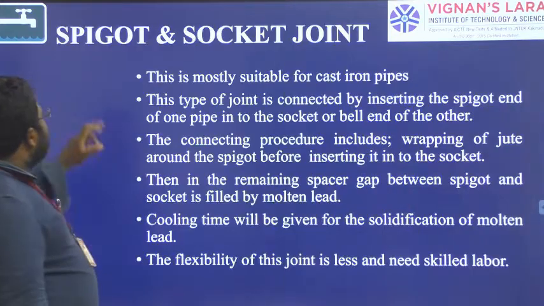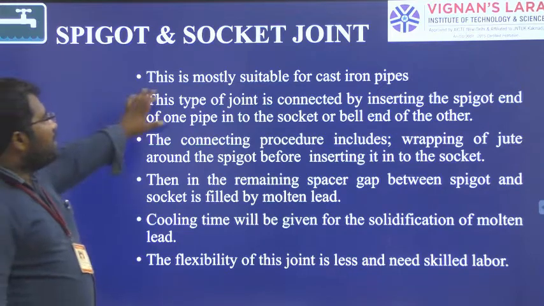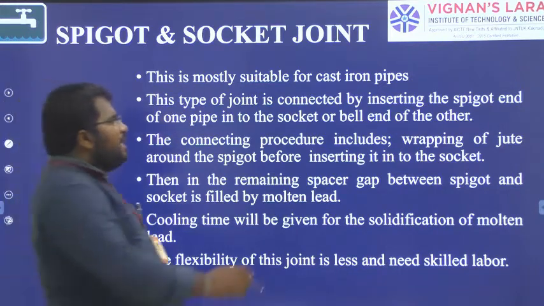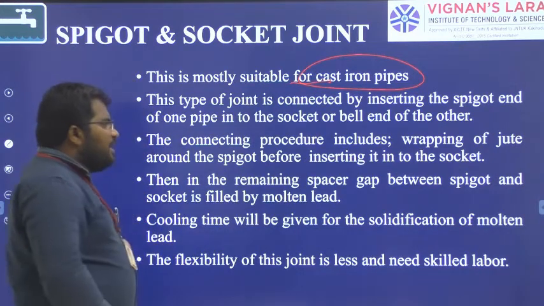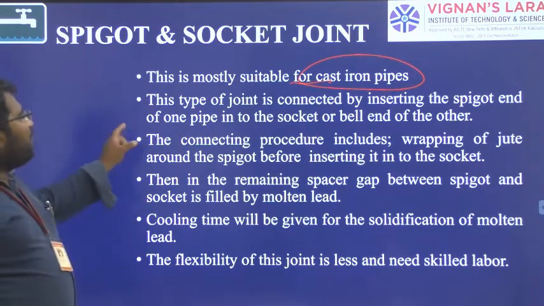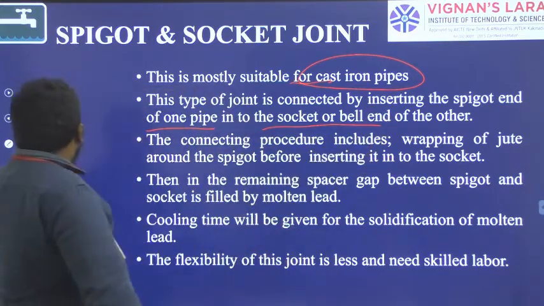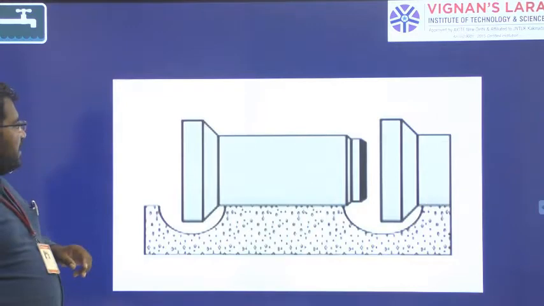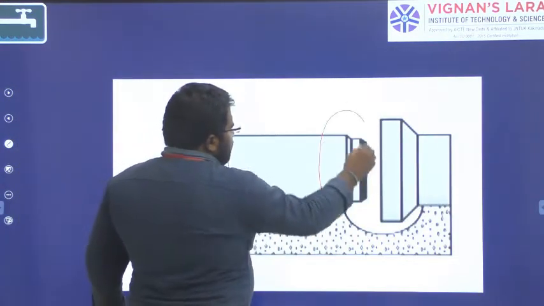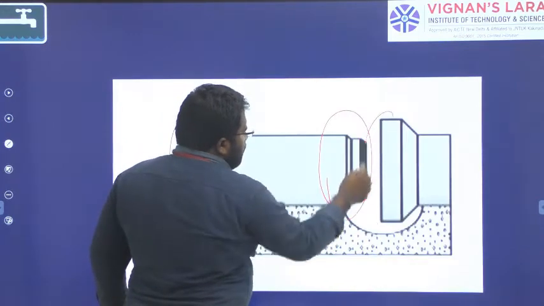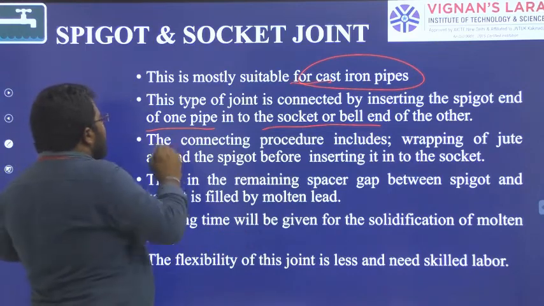Next, spigot and socket joint. This is most suitable for cast iron pipes. This type of joint is connected by inserting the spigot end of one pipe into the socket or bell of the other pipe. You can see in the picture here, this is the bell, and one end of this pipe is inserted into this bell. That is the spigot end.